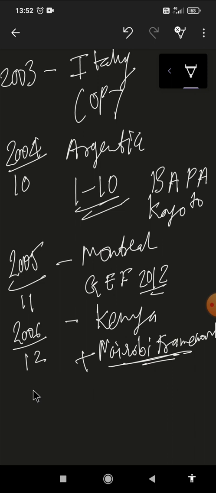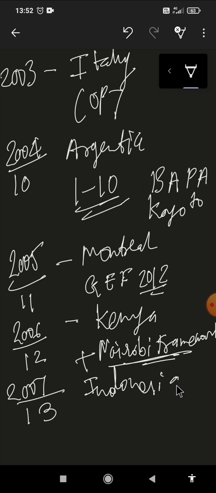Then in 2007, this was COP13, held in Bali, Indonesia. There was the Bali Roadmap, a two-year process towards a strengthened international climate change agreement. The Bali Roadmap includes the Bali Action Plan that was adopted by decision 1 of COP13.